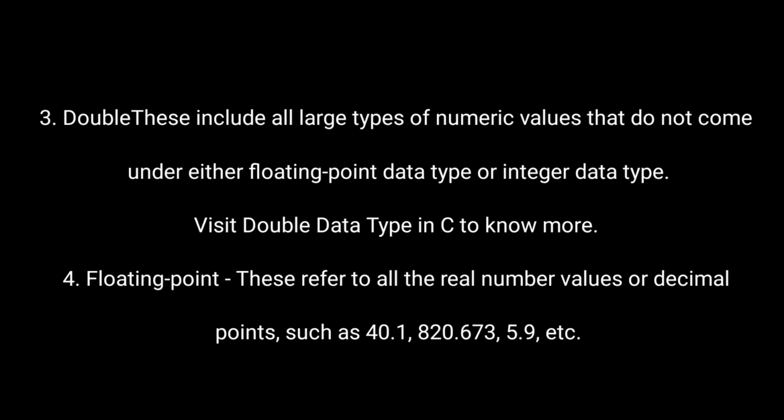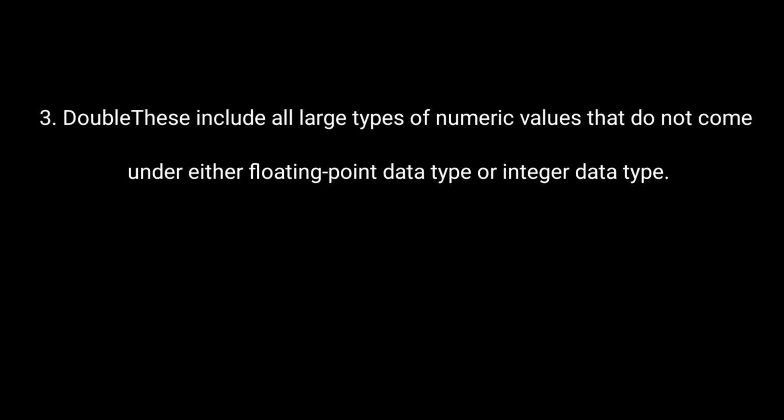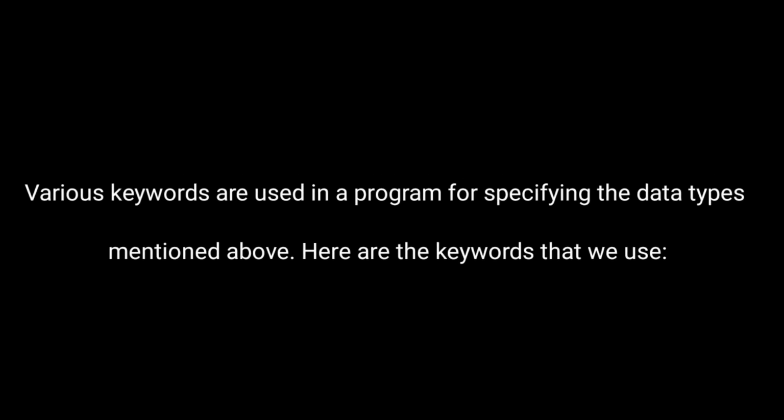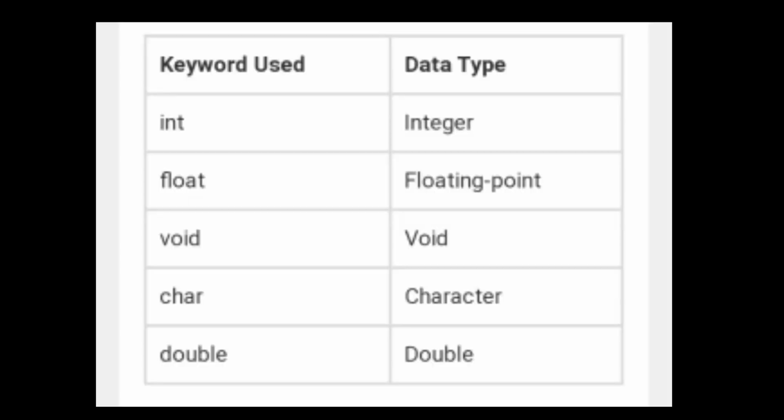Fourth one is the floating point. These refer to all the real number values with decimal points, such as 14.1, 820.673 and 5.9, etc. Various keywords are used in a program for specifying the data types mentioned above. The keywords we use are: int for integer, float for floating point, void, char for character, and double.